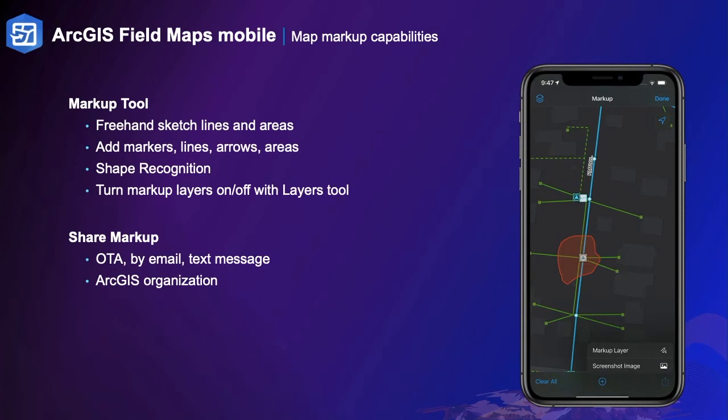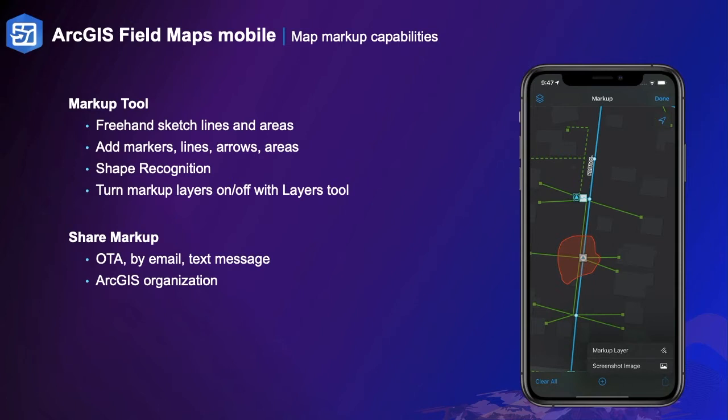A little bit more on map markup. The Markup tool is a freehand sketch tool where you can sketch both lines and areas onto the map. You can also drop markers, add arrows to those markers, and we also provide some shape recognition capabilities to make it easier to sketch or recognize the shape you're trying to draw with your finger.